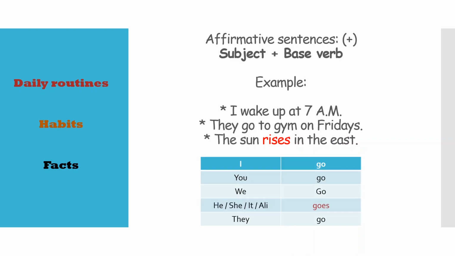Now there is an important thing here. For subjects I, you, we, they, we use the base form of the verb. But for he, she, it, and singular names like Ali, we add s or es at the end. We are going to practice more of these sentences and examples on the next page.